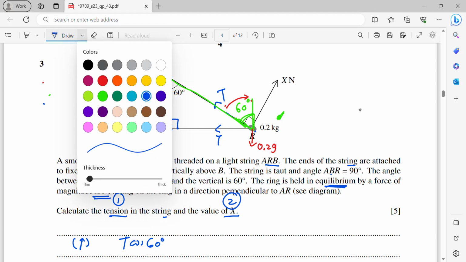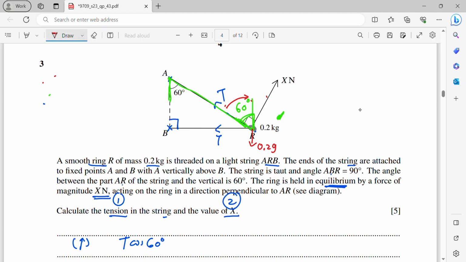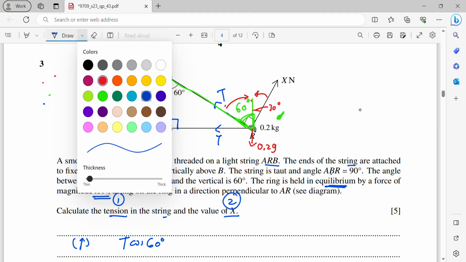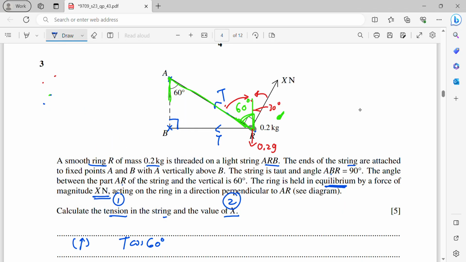Then don't forget, you still have the X over here. So this X will be resolved vertically as well. So if here is 60 degrees, I know that this is going to be 30 degrees. So again, I resolve the X vertically using 30 degrees, which means it will be cos. Otherwise, you can use a 60 degrees over here, but then you'll use sine. Okay, so here it will be plus X cos 30 degrees.